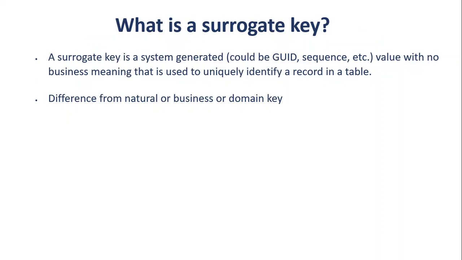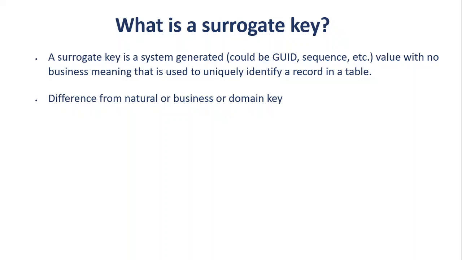For those who are not aware of what a surrogate key is, here's the definition. It's a system generated key in a sequence, or it could be a GUID too, which has literally no business meaning, but it is used to uniquely identify a record in the table. And most of the time when we are creating a surrogate key, it is to create a new primary key, or it is used as a primary key.